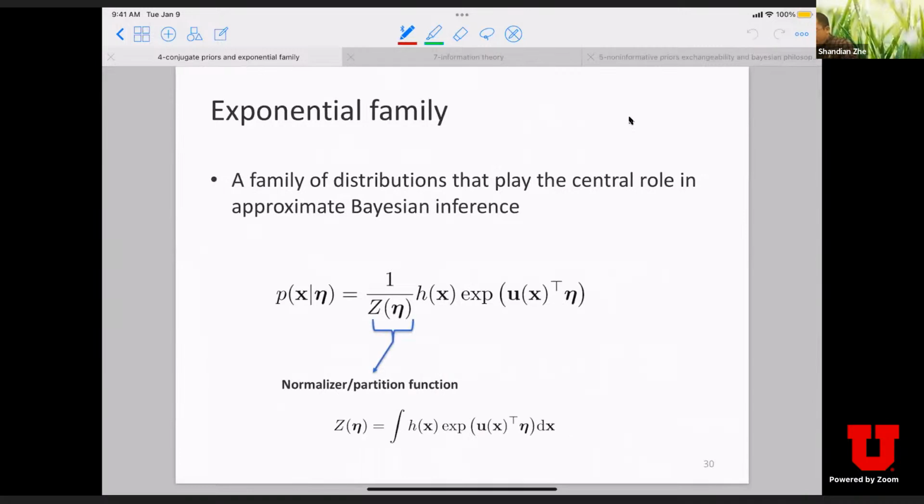And Z of eta, as we just mentioned, is called the normalizer function or partition function, which is computed by the integral of the numerator, right? Because h of x is an exponential term, when you marginalize out x, x disappears and it is only determined by eta, so it's a function of eta.